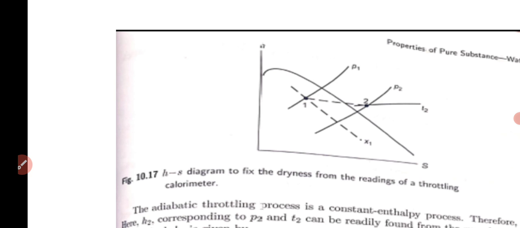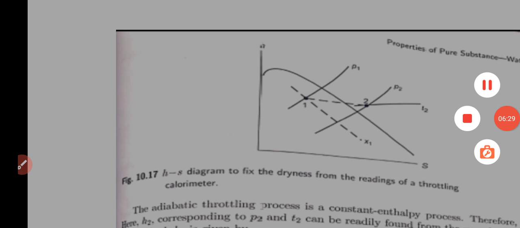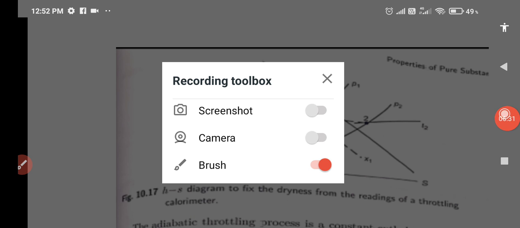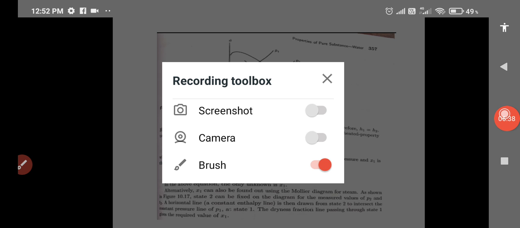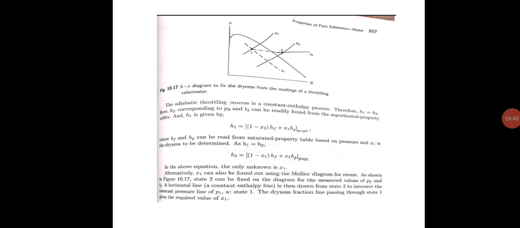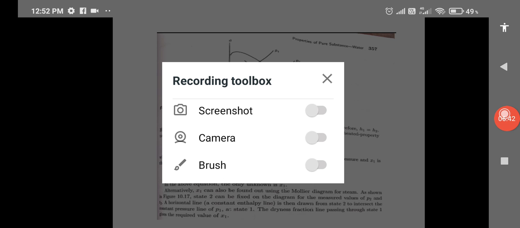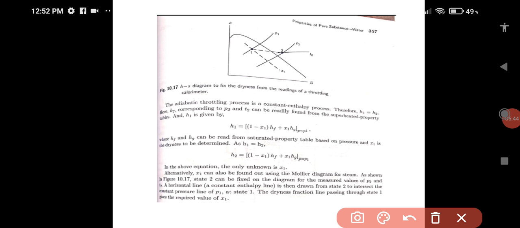So how are you going to fix the point now? You see the diagram here. Again, I'll show. This is the constant dryness fraction line. This line is the dry saturated steam line.